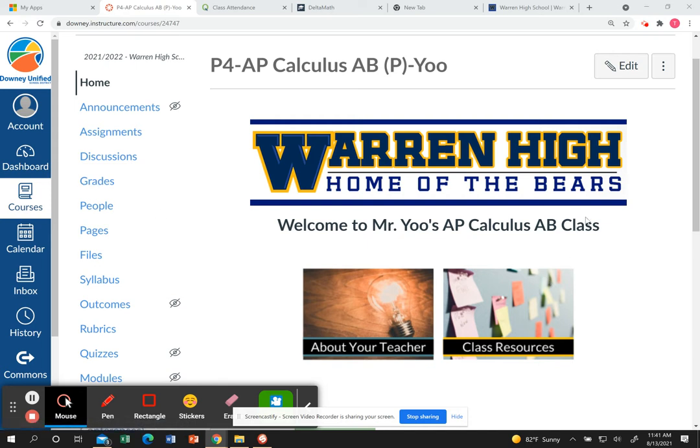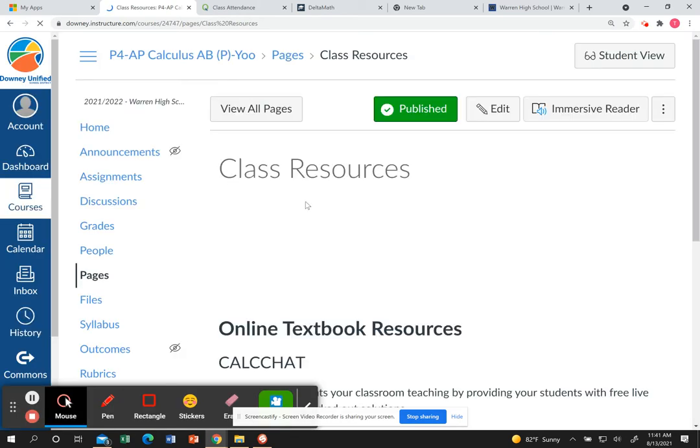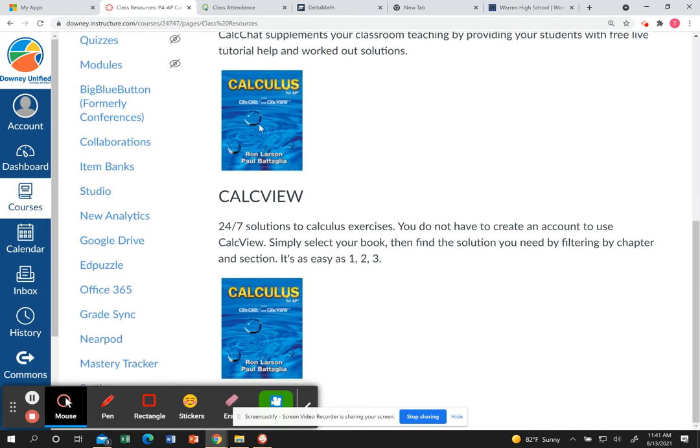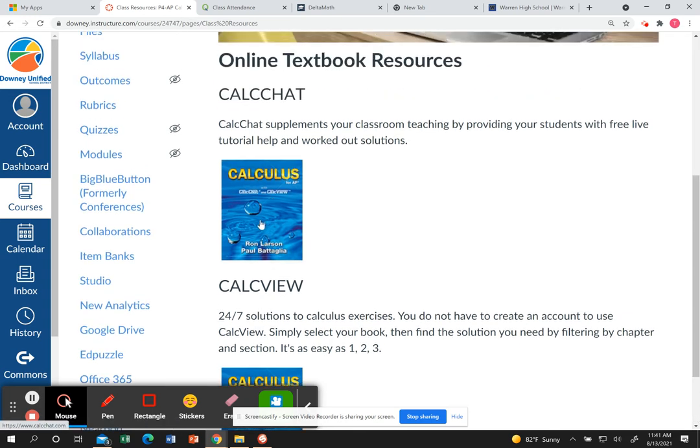Eventually, you're going to get your textbook. Once you receive your textbook, we have a great resource right here. It says Class Resources. And if you click on that, okay, you're going to see this is our textbook. We have two different icons, but they're basically the same thing. On the top, it says Calc Chat.